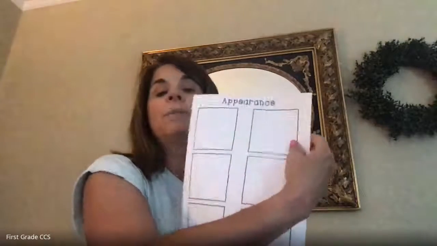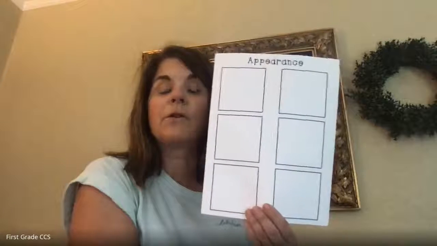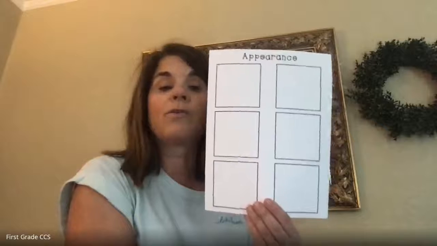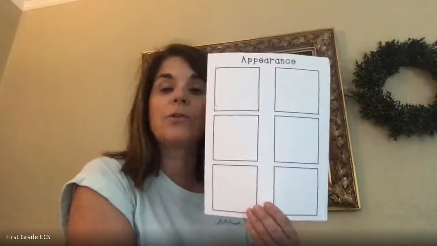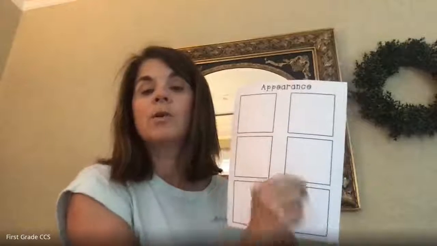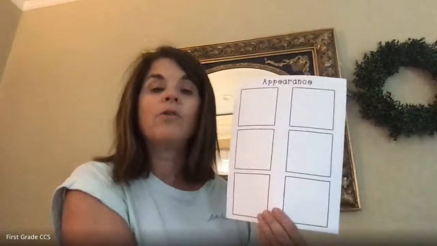Then you go on to appearance, okay? And each different box should talk about different aspects of how they look. Maybe their fur or their face or their ears or their feet. But you are jotting brief little notes. So you are collecting information and you are putting it in these boxes for notes, okay?